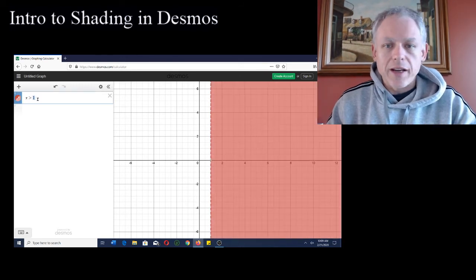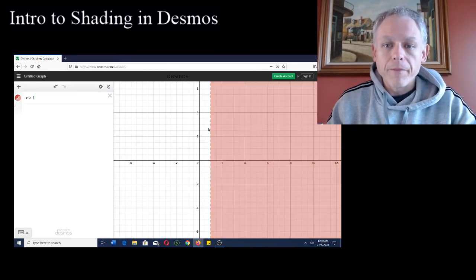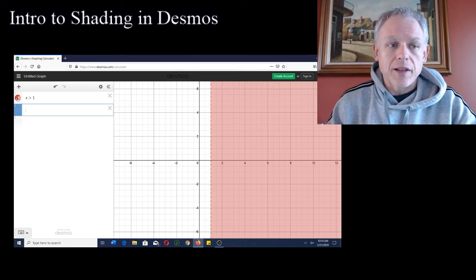Now for this one right here, this just means x has to be bigger than 1. So it doesn't matter what the y coordinate is, as long as the x coordinate is bigger than 1, it's in the solution to that inequality. Now we're not just limited to using x's. So let's hide this one, click on the red circle.